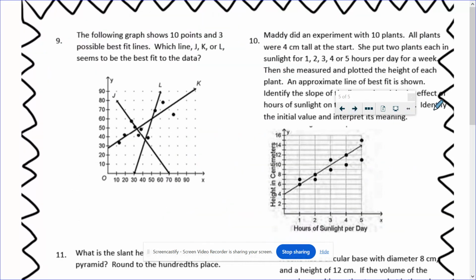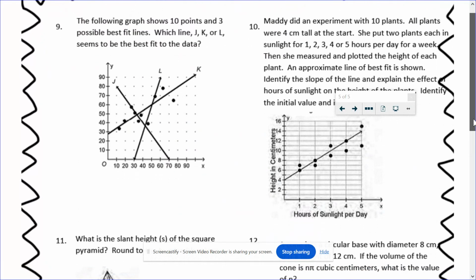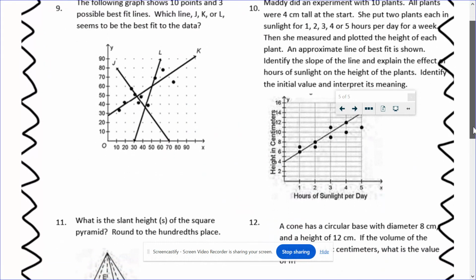All right, number 9. So the following graph shows 10 points and 3 possible best fit lines. Which line, J, K, or L, seems to be the best fit line to the data? So here's my points. Those are important. So those lines, if we imagine them as a school of fish, are swimming in this direction. So K is our line of best fit.